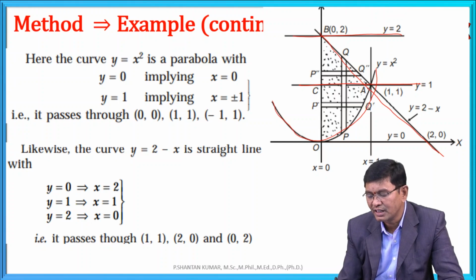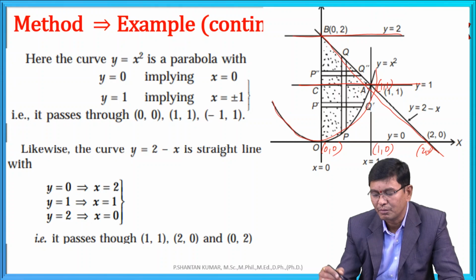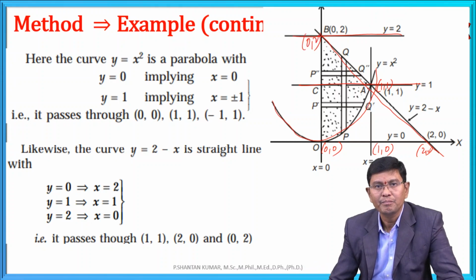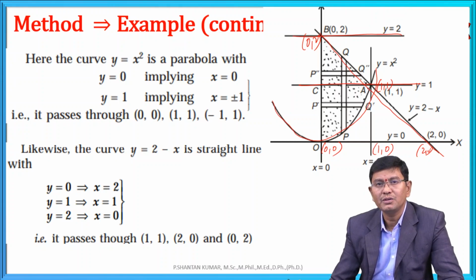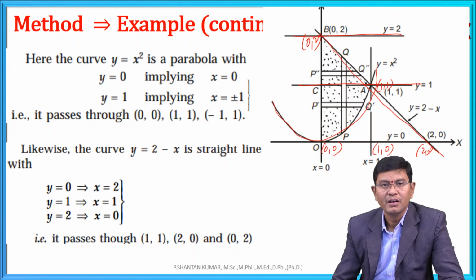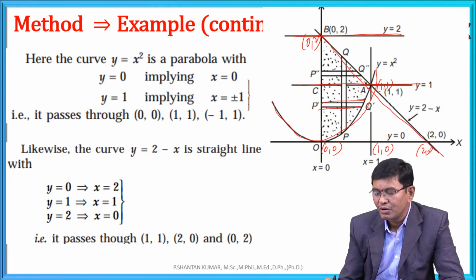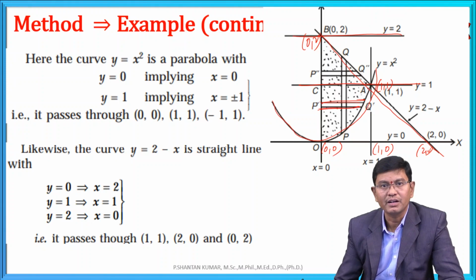Here the intersecting points are 0, 0 and 1, 0 and 2, 0 and here 1, 1, and also 0, 2. But the problem is given as a vertical strip, and in the process of changing the order of integration, we need to change it to a horizontal strip. While we are going to change to the horizontal strip, we need to observe here and again here also the horizontal strip.